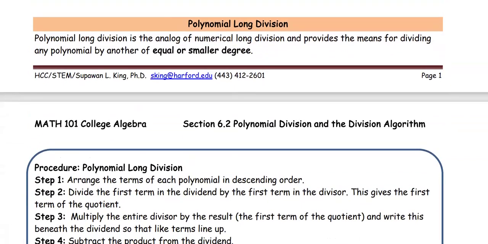Polynomial long division. Polynomial long division is the analog of numerical long division and provides the means for dividing any polynomial by another of equal or smaller degree. I'm going to highlight it here: equal or smaller degree.